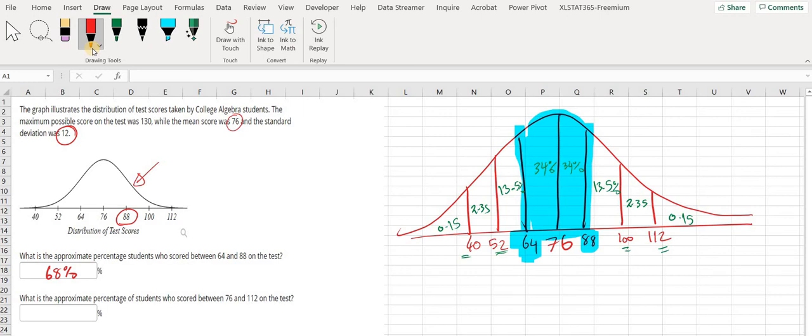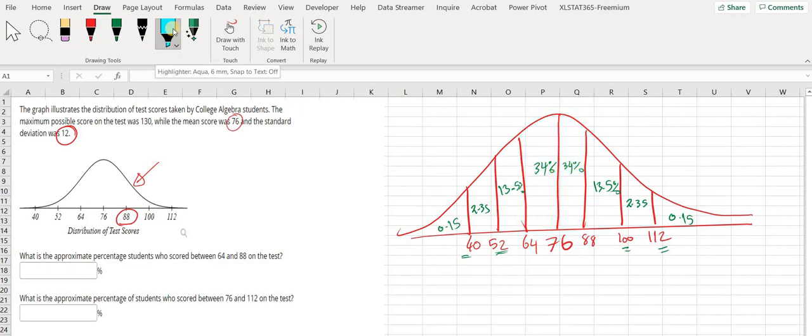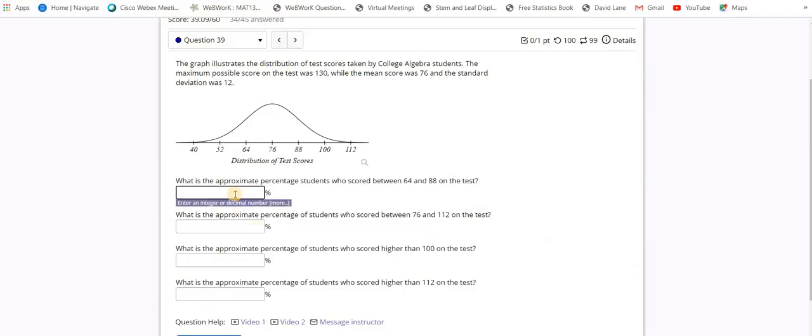Now, the next one: what is the approximate percentage of students who scored between 76 and 112? 76 is here, and 112 is right here. So this line with this line. Now, anything in between that is going to answer the second question. So we said the first question's answer was 68%. I'm just going to prove that that's right. And I'm going to say 68.